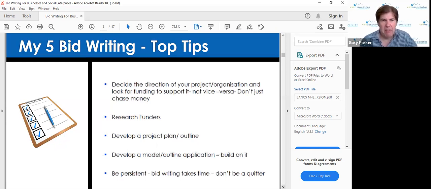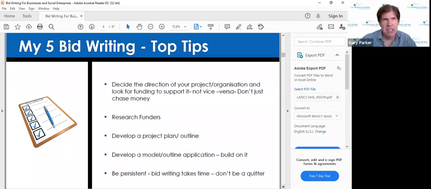The final top tip is be persistent. Bid writing takes time. It's not an exact science. Nobody can predict whether a bid's going to succeed or not. And that's what often happens with us. We write bids we think will succeed. Sometimes they don't. And then on other occasions, we write bids that we don't think have got as much chance as others, and they succeed. So it does take persistence on this.